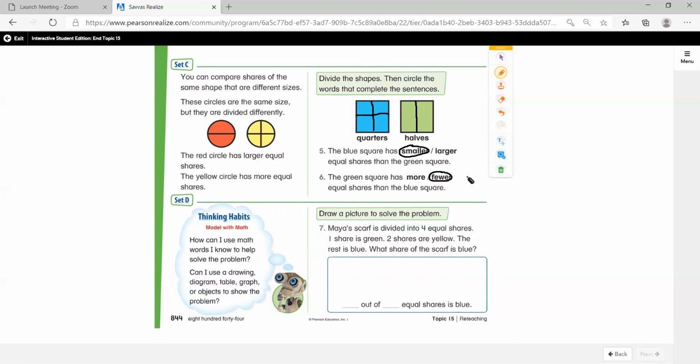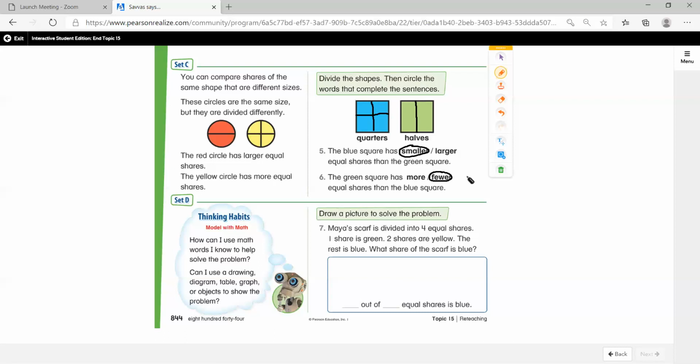Set D. Now we're going to model with math. Think to yourself, how can I use math words I know to help solve the problem? Can I use a drawing, a diagram, a table, a graph, or objects to show the problem? How will you model? Number 7, they're asking us to draw a picture to solve the problem.